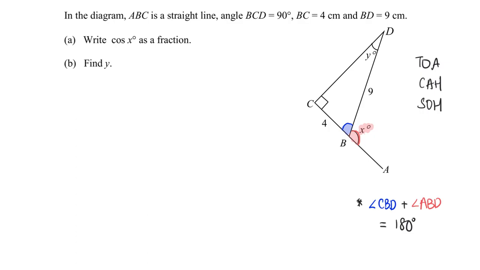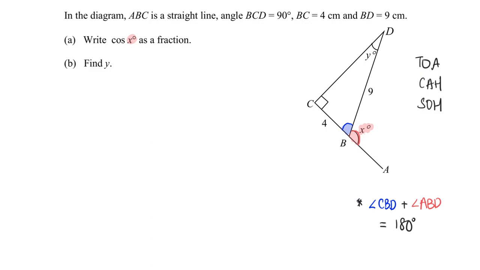Hello everyone, welcome to this video where we are given a diagram that has ABC as a straight line. Angle BCD is 90 degrees, so we have a nice right-angled triangle BCD. The lengths of BC and BD are given, and we are supposed to write cosine x as a fraction.